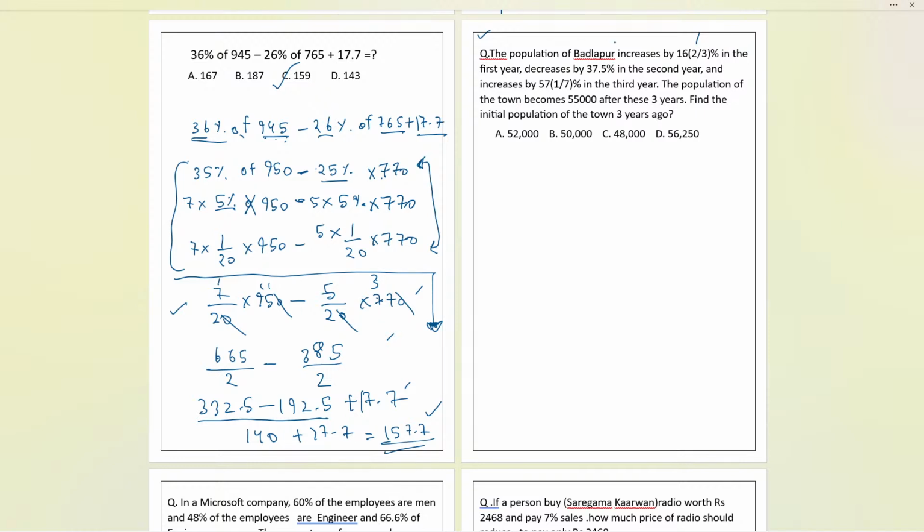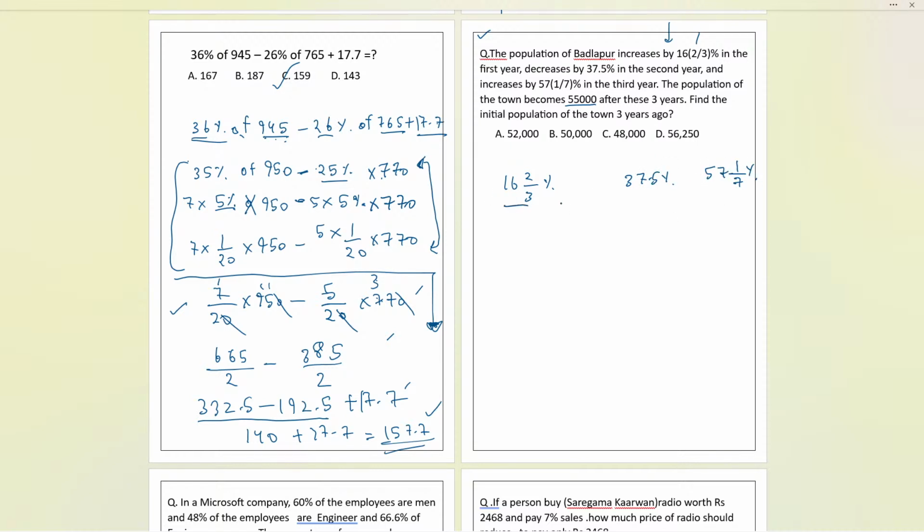So the population of Badlapur increases by 16 2 by 3% in the first year, decreases by 37.5% in the second year, and then increases by 57 1 by 7% in the third year. Now the population of the town becomes this. This is the final answer given to us, after doing all of these operations, 16 2 by 3, 37.5 and that. So first, we have 16 2 by 3 percentage, then we have 37.5 percentage, then we have 57 1 by 7 percentage over here.